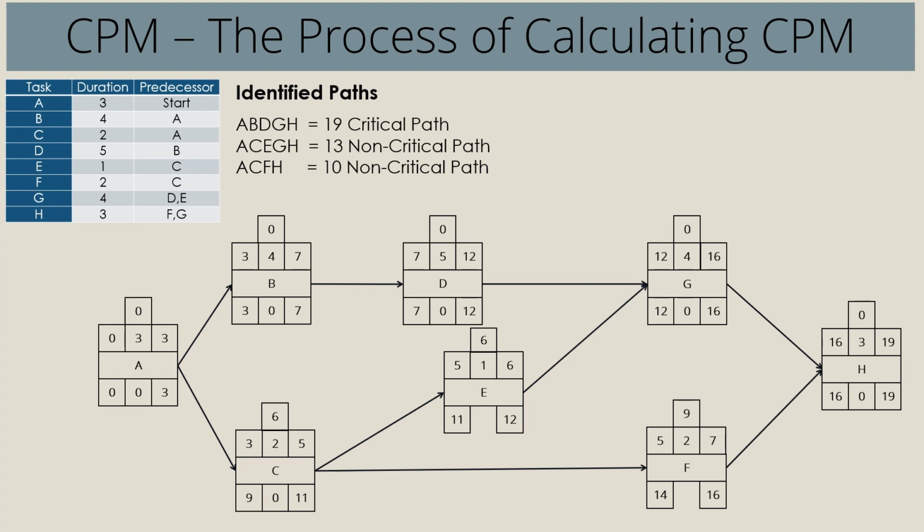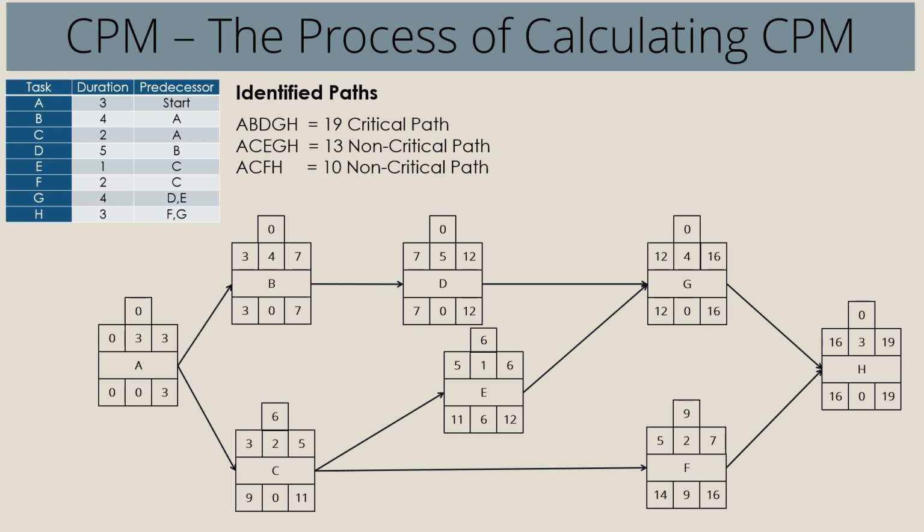Now for activity E, take 12 minus 5 minus 1. So it has a free float of 6. And then for activity F, we can go 16 minus 5 minus 2, and we'll get a free float of 9. If you recall, total float was the amount of time any given activity can be delayed without affecting the end date of the project.